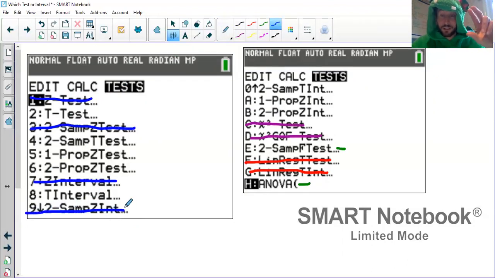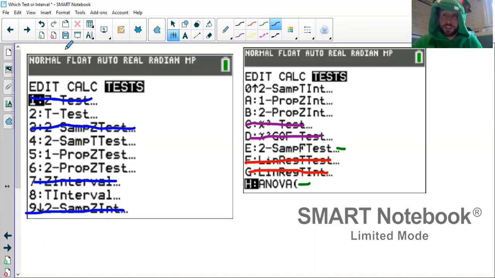Those blue things that I just crossed out would all be used with means if you knew the population standard deviation sigma. That's not going to happen with one of our free response questions, so that's a real life thing. But for the sake of the AP exam, we just need to distinguish between what's left.